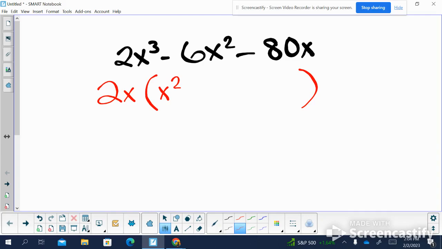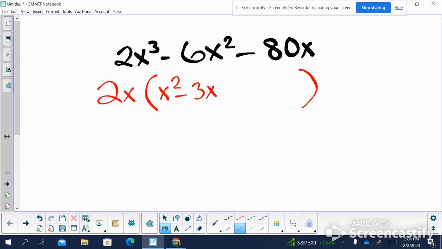Moving over, I'm going to think of that minus 6x squared as a negative 6x squared. So 2x times what gets us a negative 6x squared? Well, 2 times negative 3 gets us the negative 6, and x times x gets us that x squared. So that's our second term inside the parentheses.